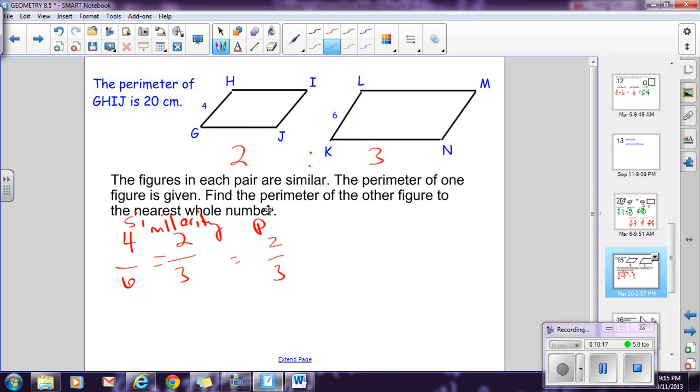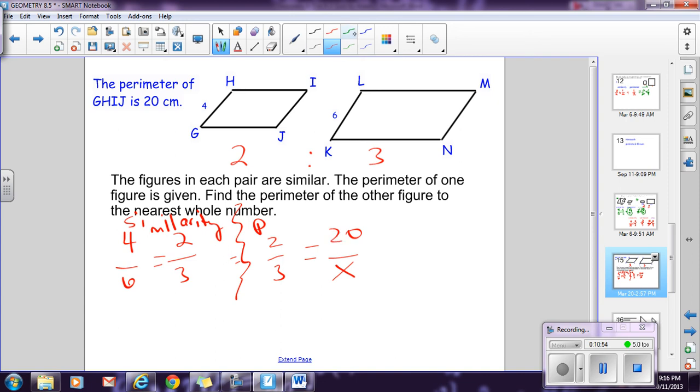So I'm going to set up a proportion using the perimeter ratio. This is the perimeter ratio, and it equals 2 over 3. Where do you think I'm going to put the perimeter of the smaller one? I'm going to put it up top. Since I don't know the perimeter of this big parallelogram, I'm going to put x over here. So the perimeter ratio is 2 over 3, and I'm setting it equal to a proportion of the perimeters: 20 for the small one and x.